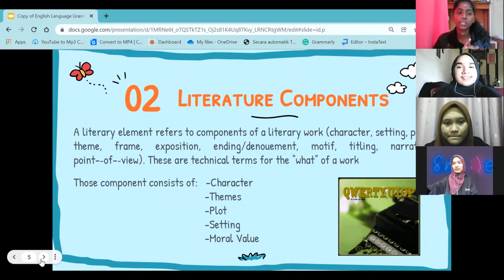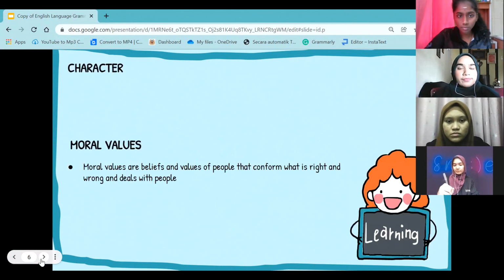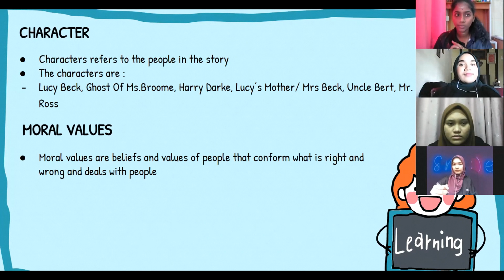So literature component is a literary element that refers to components of a literary work such as character, setting, theme, and so on. These are what we call technical terms for what a work refers to. Today we'll be focusing on 5 main components, which are character, theme, plot, setting, and moral value. The first element that we are going to focus on is character. So what is character?